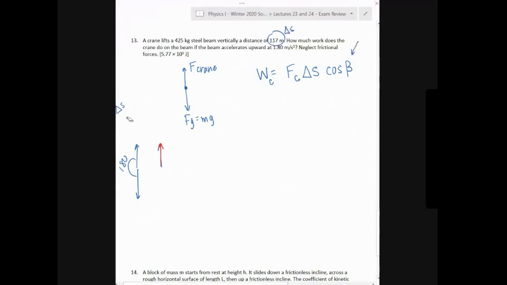If the force is acting in the same direction that the object is actually moving, that's when that beta is going to be zero. And what's cos of zero? What is cos of zero? One.